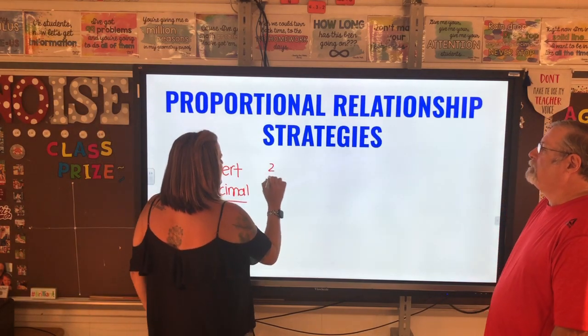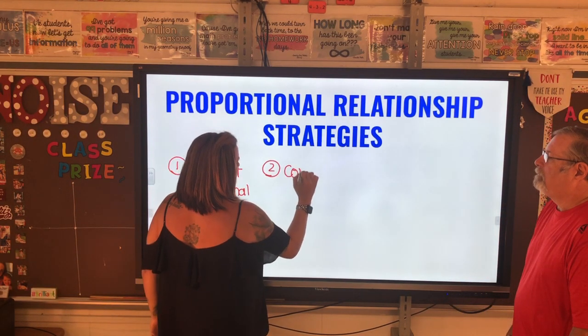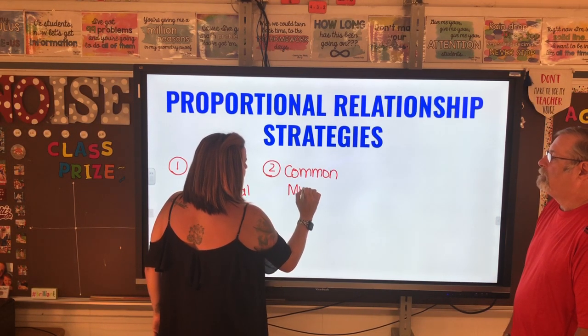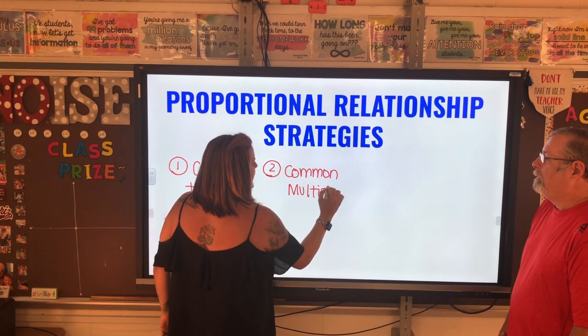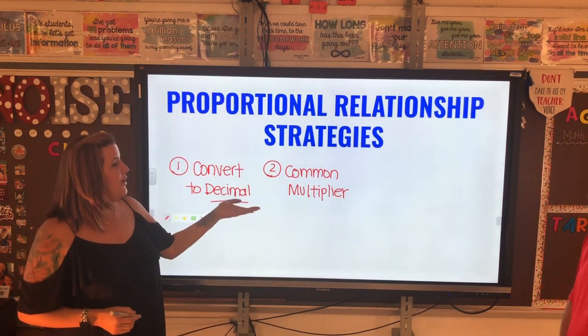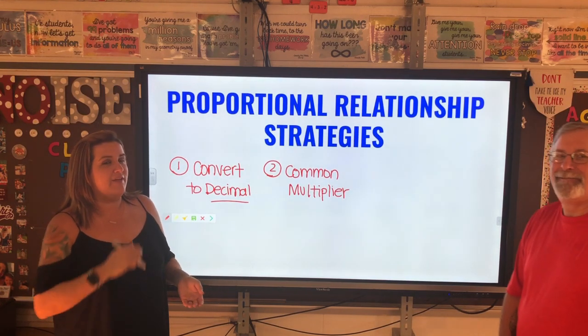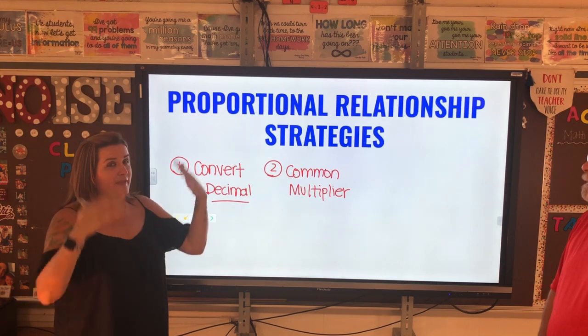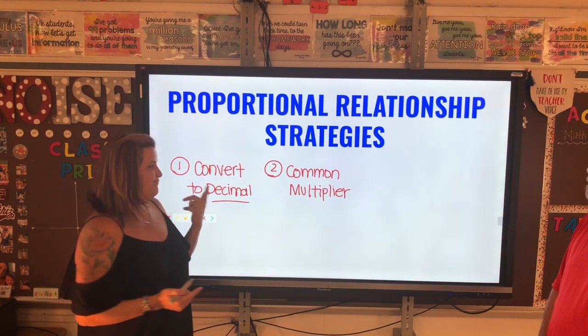The second strategy is to find a common multiplier. We did that a lot when we were looking at ratio tables. If every line in a ratio table is being multiplied by the same number, then the whole table is proportional.